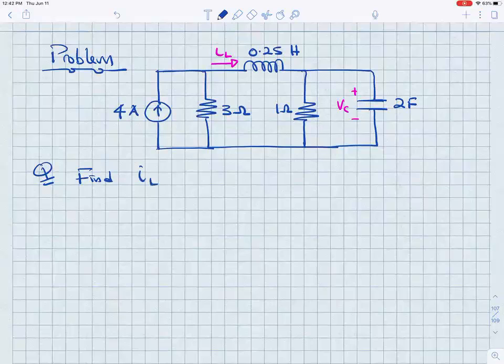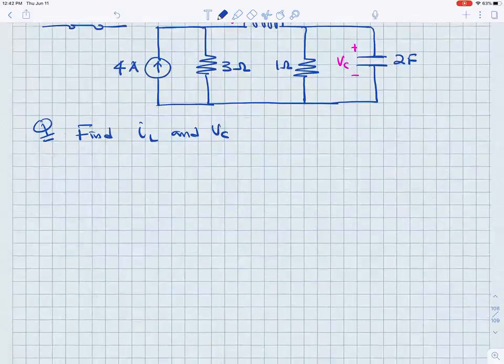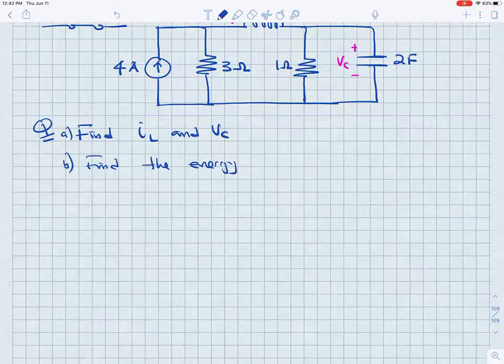So this says find IL and VC. The question says find IL and VC. That is the first part, A. And then the B part, we want to find the energy stored in the capacitor and inductor.